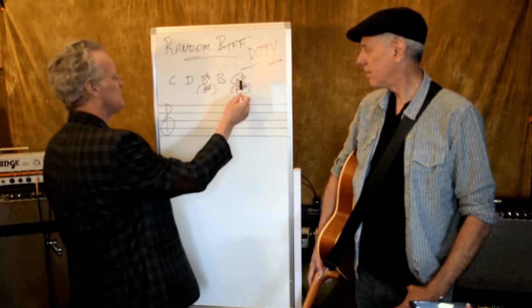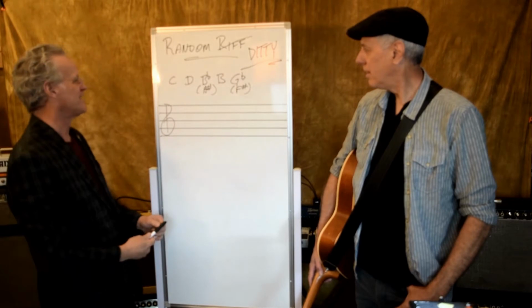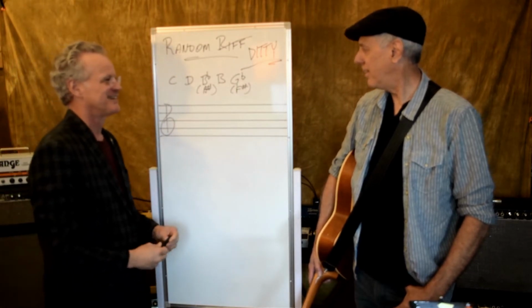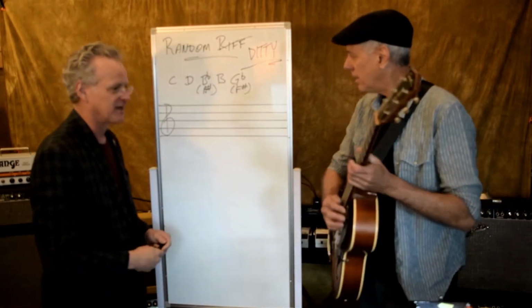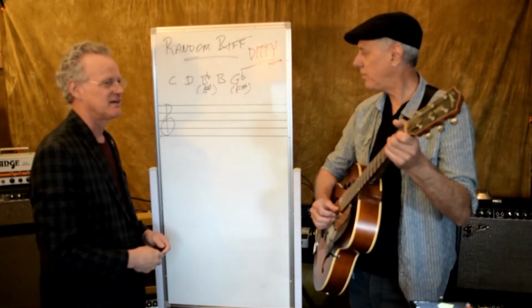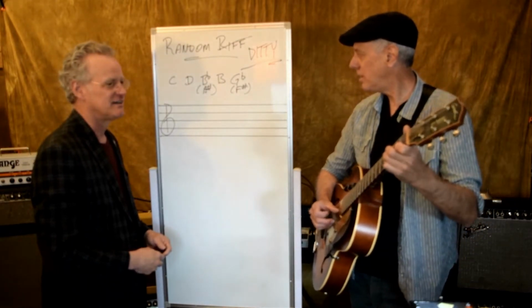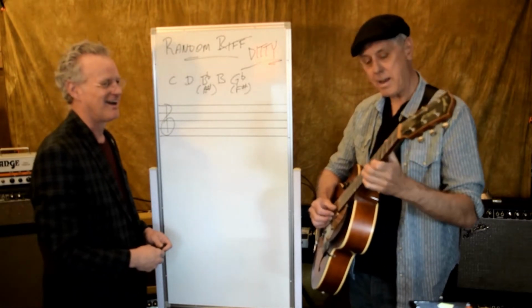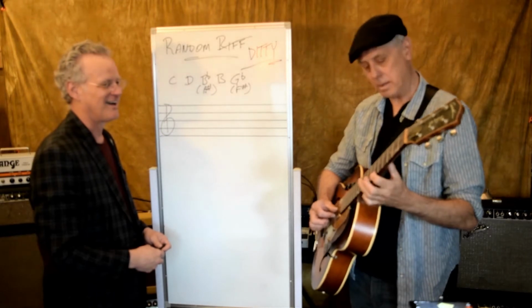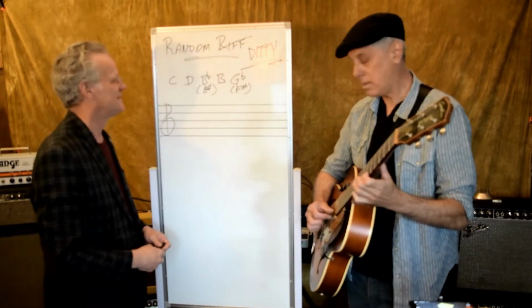What if we're in the key of G flat? What do we end up with? Nah, that's all a bunch of weird accidentals. So, let's hear those notes. What do you got? Okay, so C, D, B flat, B, G flat.